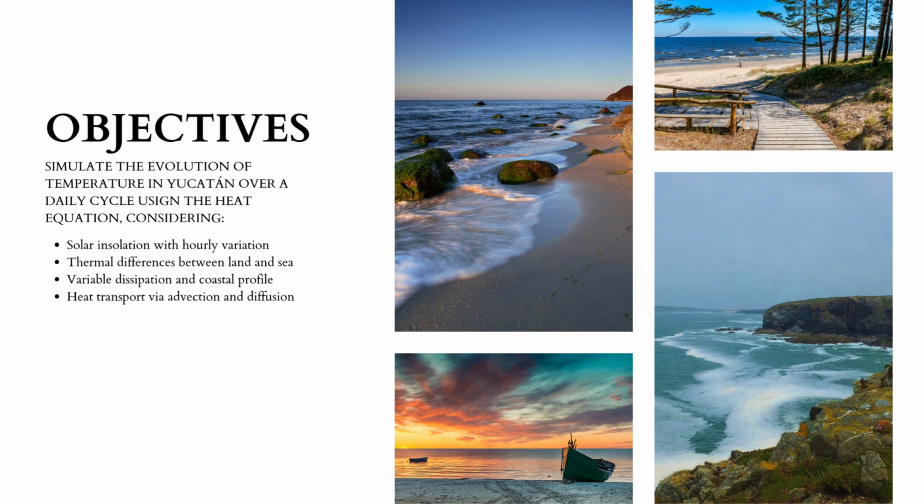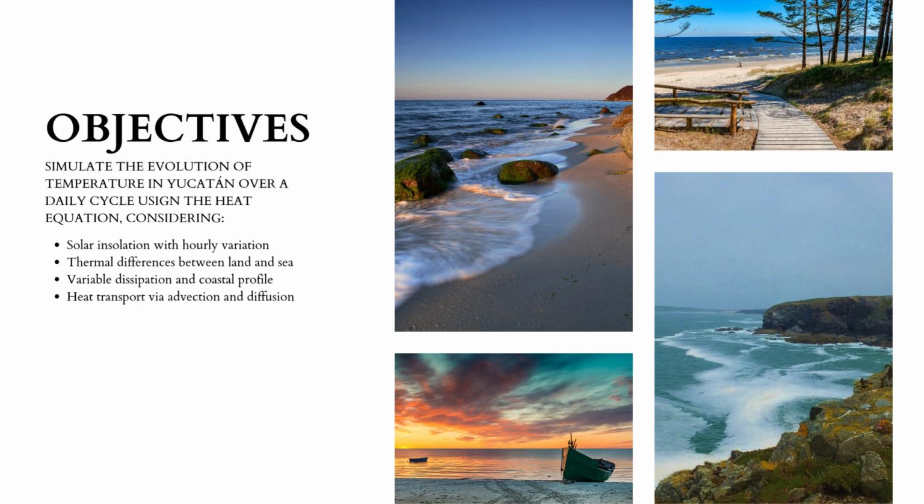We want to simulate the evolution of temperature in Yucatan over a daily cycle using the heat equation. We have to consider the solar insolation with hourly variation. What does this mean? Well, we are going to simulate the sunrise and the sunset of the sun, making it travel from east to west to simulate the heat over the Yucatan Peninsula. We have to consider the thermal difference between land and sea.